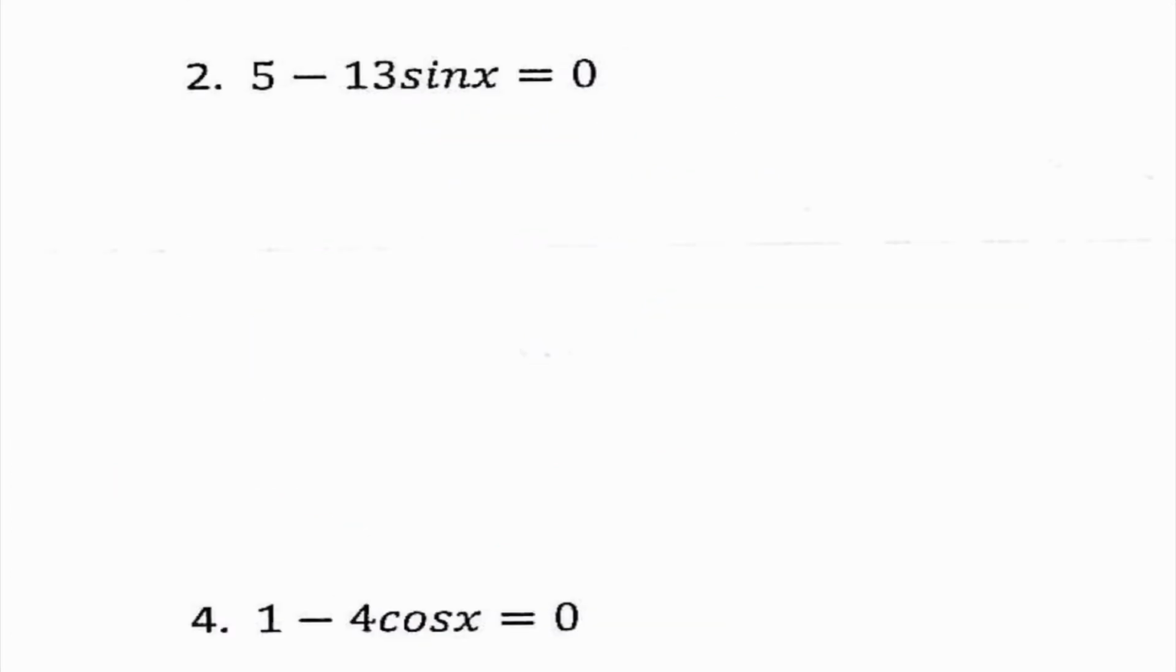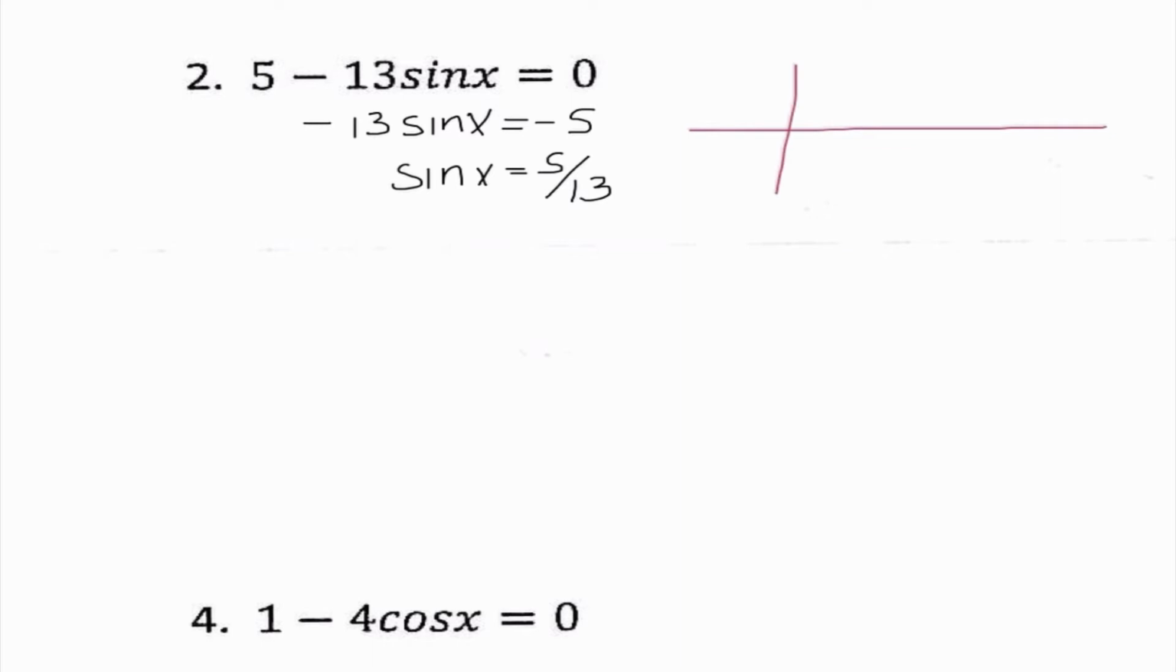Number 2, we have a sine problem here. So the very first thing I'm going to do is isolate sine. So I'm subtracting 5, and then I'm going to go ahead and divide by negative 13. So I get sine of x equals 5/13. Off to the side here, I'm just going to go ahead and graph a sine graph just so we kind of remember what that looks like. I know sine starts at 0, and then 1, 0, -1, 0.